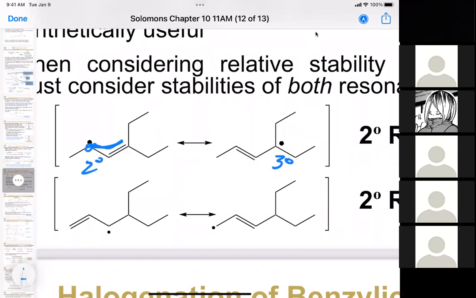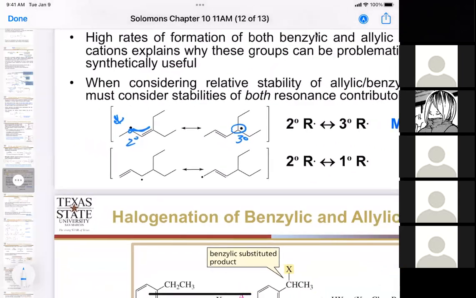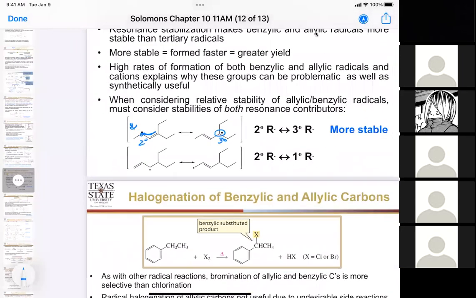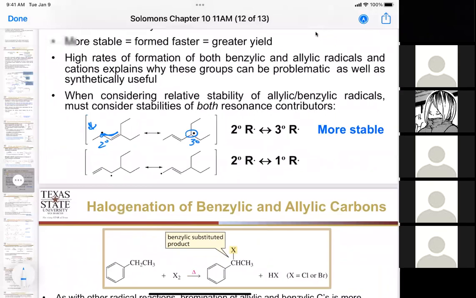So we're going to get more product on this site, even though this site is much easier to do the abstraction with. It's much easier to abstract the hydrogen on this secondary site because of sterics, but we're going to have more of this tertiary product because of the resonance stability and the fact that it's a tertiary radical instead of that. So we're going to get more of the tertiary product.